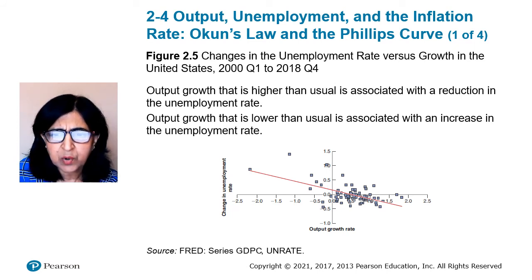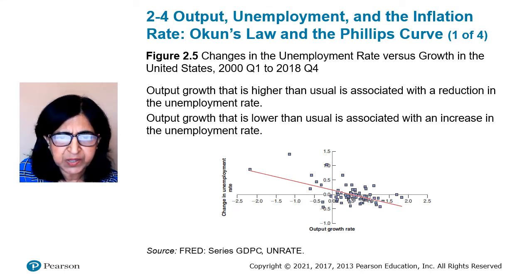The clouds of points are dense and a downward sloping line fits them quite well, showing that there is a strong relation between these two variables. Higher output growth leads to a decrease in unemployment. Such a graph, plotting one variable against another, is called a scatter plot. The line is called a regression line.